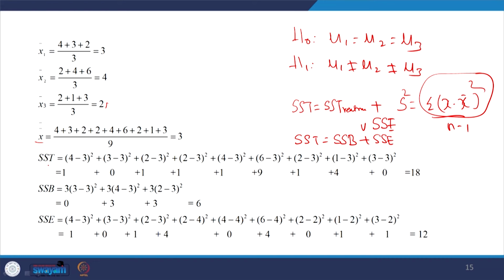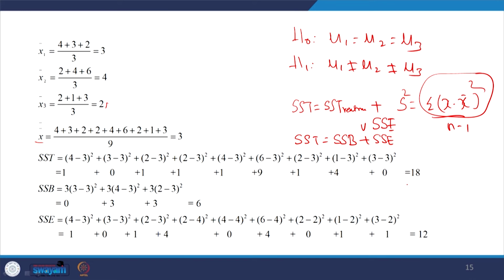What is SST? How far each element is from the overall mean. The overall mean is 3. In the first column the first element is 4, so 4 minus 3 whole square. The value in the second column is 3, so 3 minus 3 whole square, plus 2 minus 3 whole square, and so on up to this; it is 18. This 18 is nothing but the total sum of square.